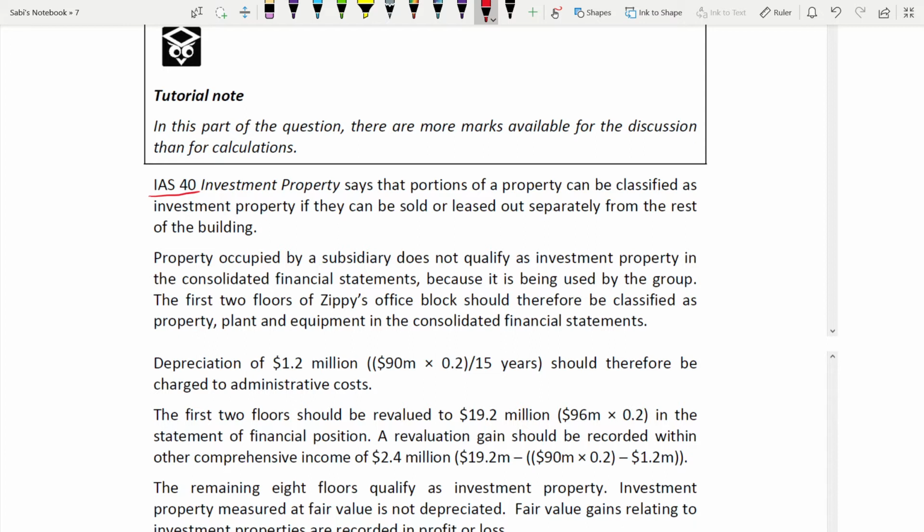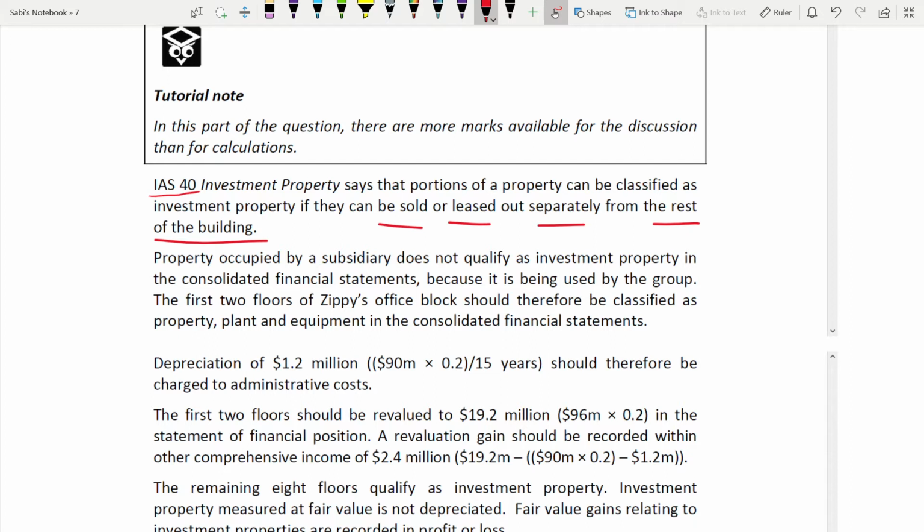Not only that, a portion of property can be classified as investment property only if it can be sold or leased separately from the rest of the building. For example, out of the 10 floors, if you can sell 1 or 2 floors separately. Okay, so not only sold, even leased separately, it is considered an investment property under IAS 40.